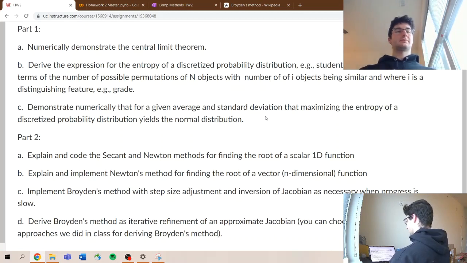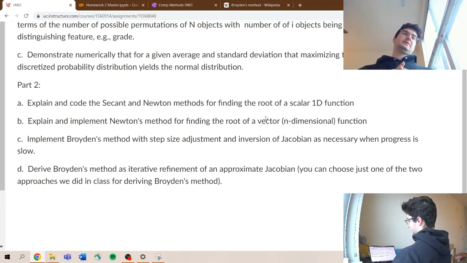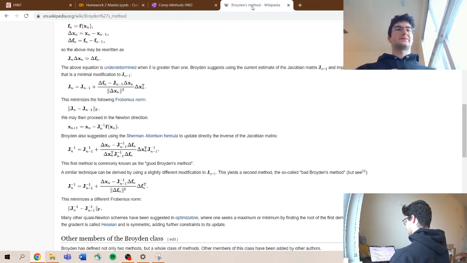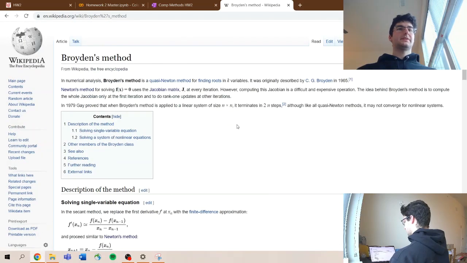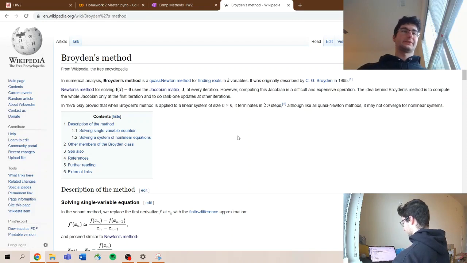Today we're going to look at Broyden's method itself and derive his method for an iterative refinement of the approximate Jacobian. If you remember from the previous video, Broyden's method is a derivative of Newton's method for finding roots with more than one variable. It's very useful when you're looking at a lot of variables.